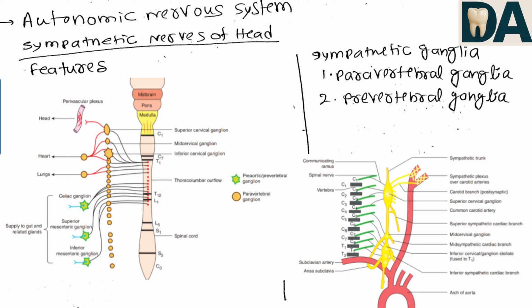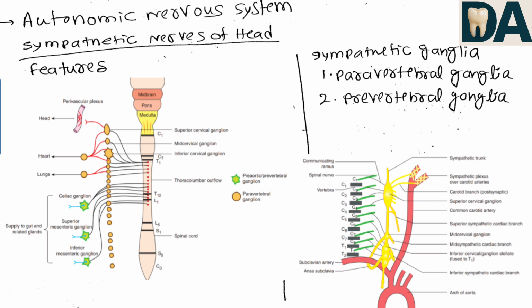3 in the cervical region, 10 to 11 in the thoracic region, 4 in the lumbar region, 4 in the sacral region, and a single unpaired ganglion in front of the coccyx. Second is prevertebral ganglia. Those are lying in front of the aorta and are 3 in number: coeliac, superior mesenteric, inferior mesenteric.